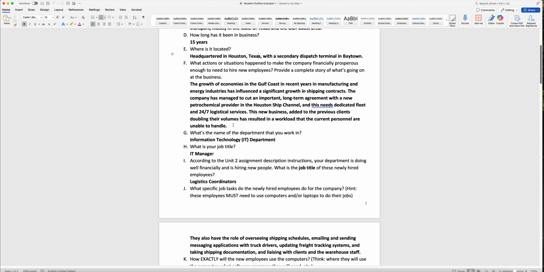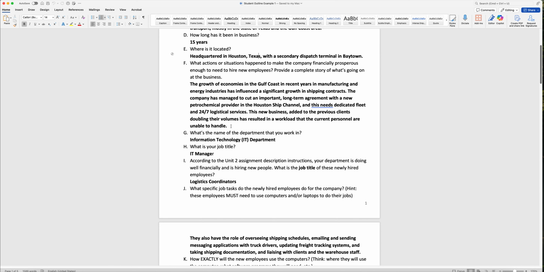And here, this student did a really good job of giving an overview of what's going on in the business that required this company needing to hire more employees. This is one of the biggest issues that happens with this paper. If there's not a lot of time or thought dedicated to writing the response to this question, it does affect everything else that you write in the paper.